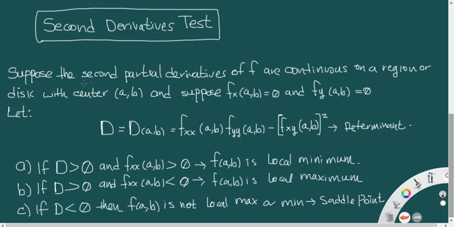Suppose that we have critical points that we want to know if there is a local maximum or local minimum or a saddle point. So let's suppose that we have the second partial derivatives. You already know what that is. A second partial derivative is when you differentiate a function with respect to x, and then do it again with respect to x, and you will have the second partial derivative with respect to x.